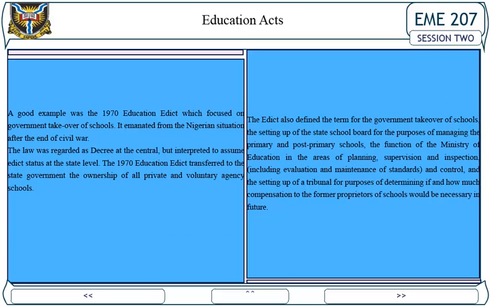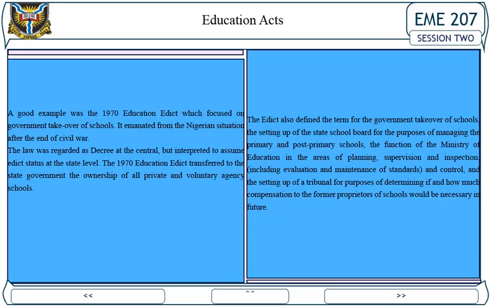A good example was the 1970 Education Edict, which focused on government takeover of schools. It emanated from the Nigerian situation after the end of the civil war. The law was regarded as a decree at the central level, but interpreted to assume edict status at the state level. The 1970 Education Edict transferred to the state government the ownership of all private and voluntary agency schools.